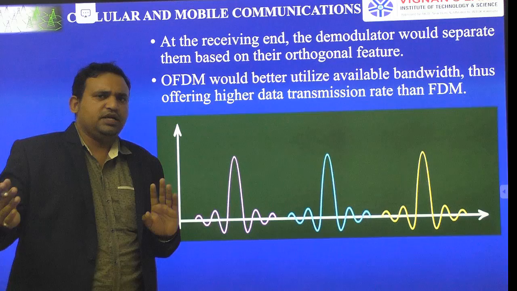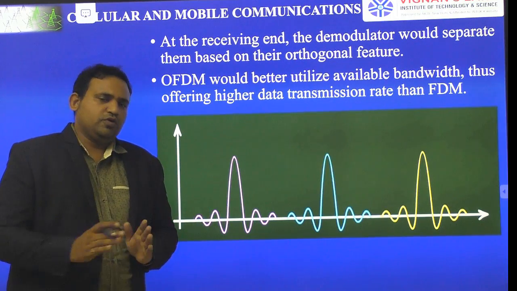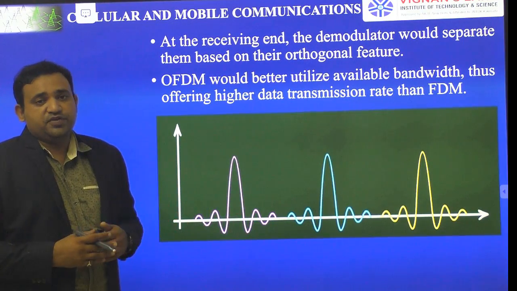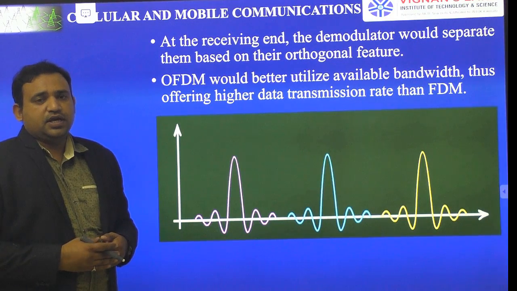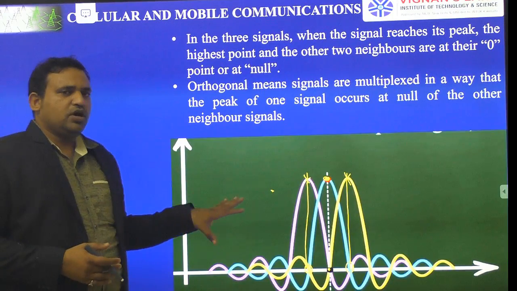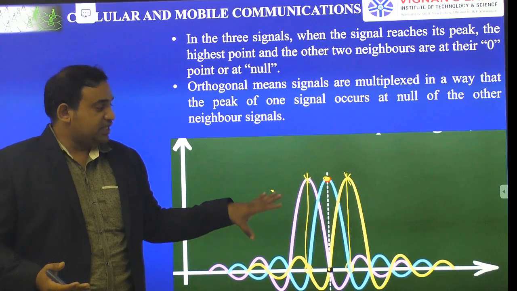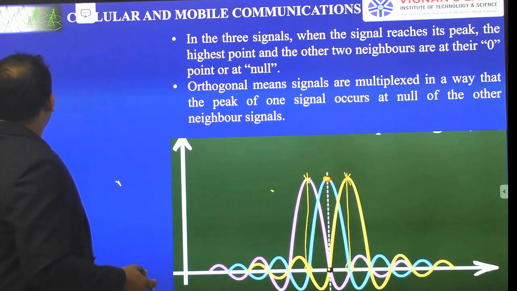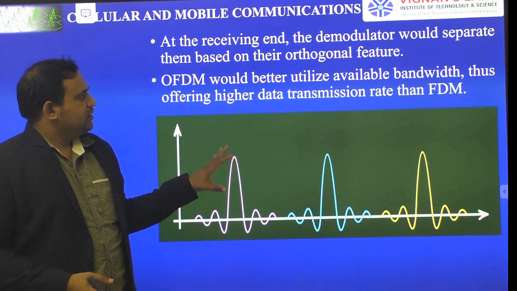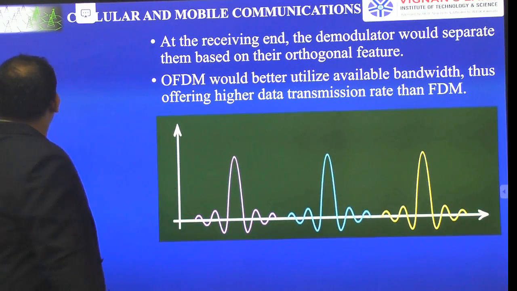Kindly note down the difference between FDM and OFDM. In FDM, guard bands are used; in OFDM, no guard bands are used. FDM does not avoid the interference by itself, so it uses guard bands. In OFDM we are using orthogonality, meaning one signal is at peak and the other signals are at the null position. In such a way we are transmitting the signals, using the demodulator to extract the respective signals. We are saving bandwidth, and bandwidth is utilized effectively.